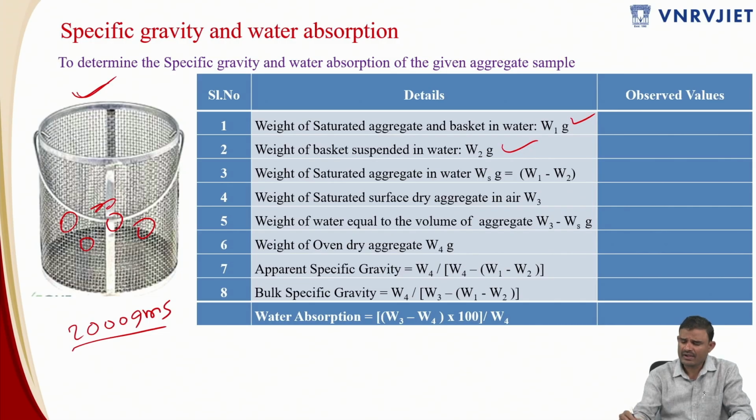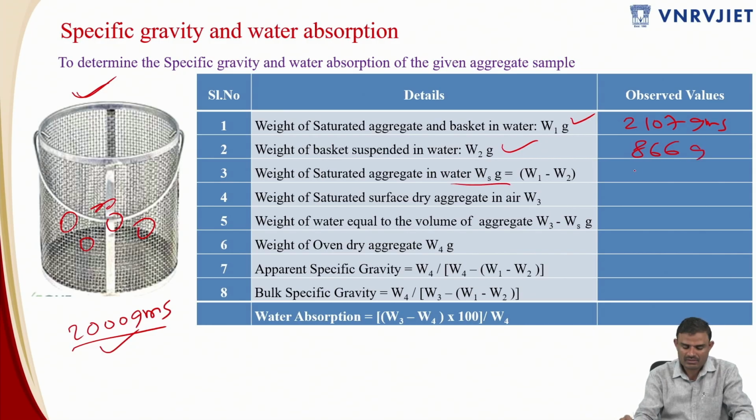After that, next day you have to take the following weights. The weight of the saturated aggregate and basket in water, you have to note it. Even though the weight I have taken is 2000 grams and there is some basket weight, the entire value turns out to be 2107 grams alone. Because this is a weight in water, the value is going to be lesser. Even though the aggregate plus basket is very high, the suspended weight will be less. The weight of the basket alone suspended in water has turned out to be 866 grams.